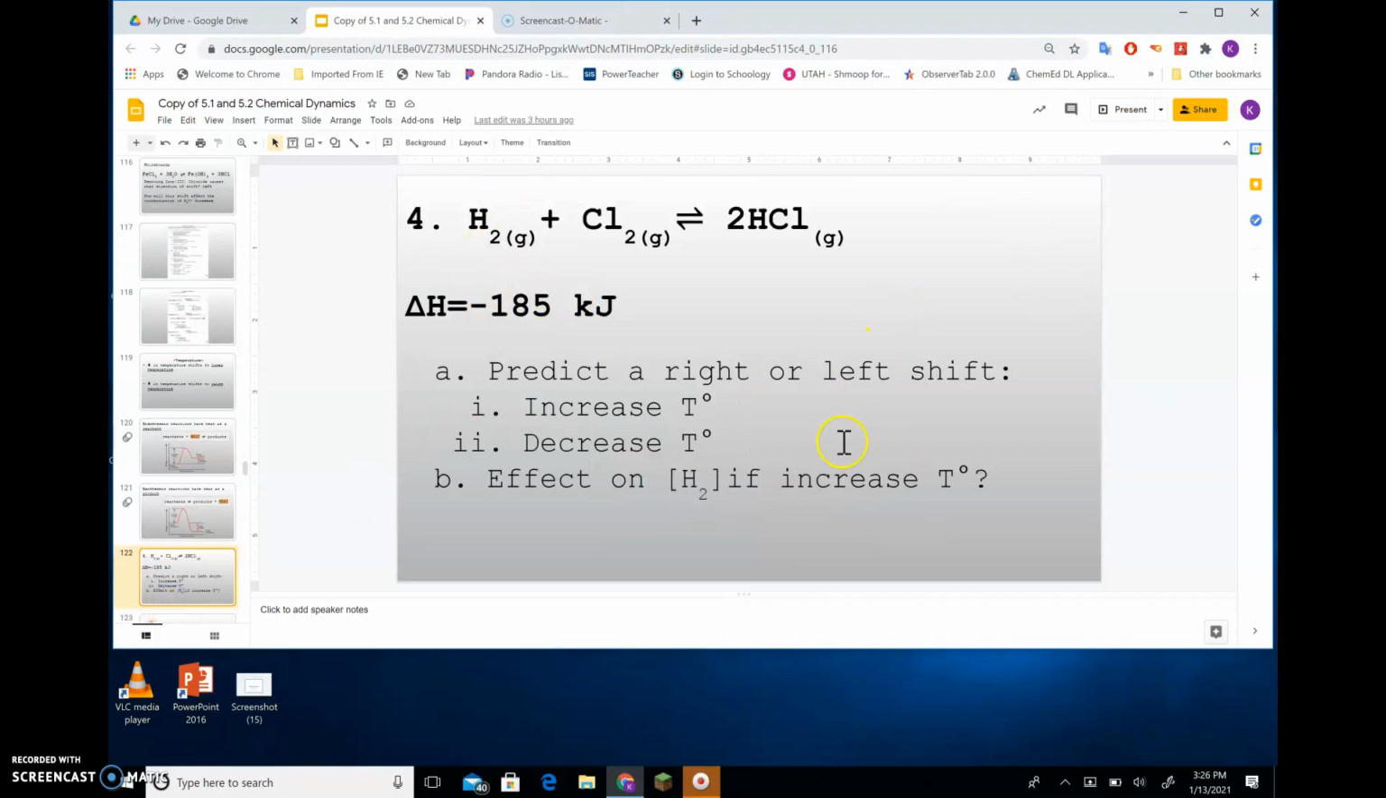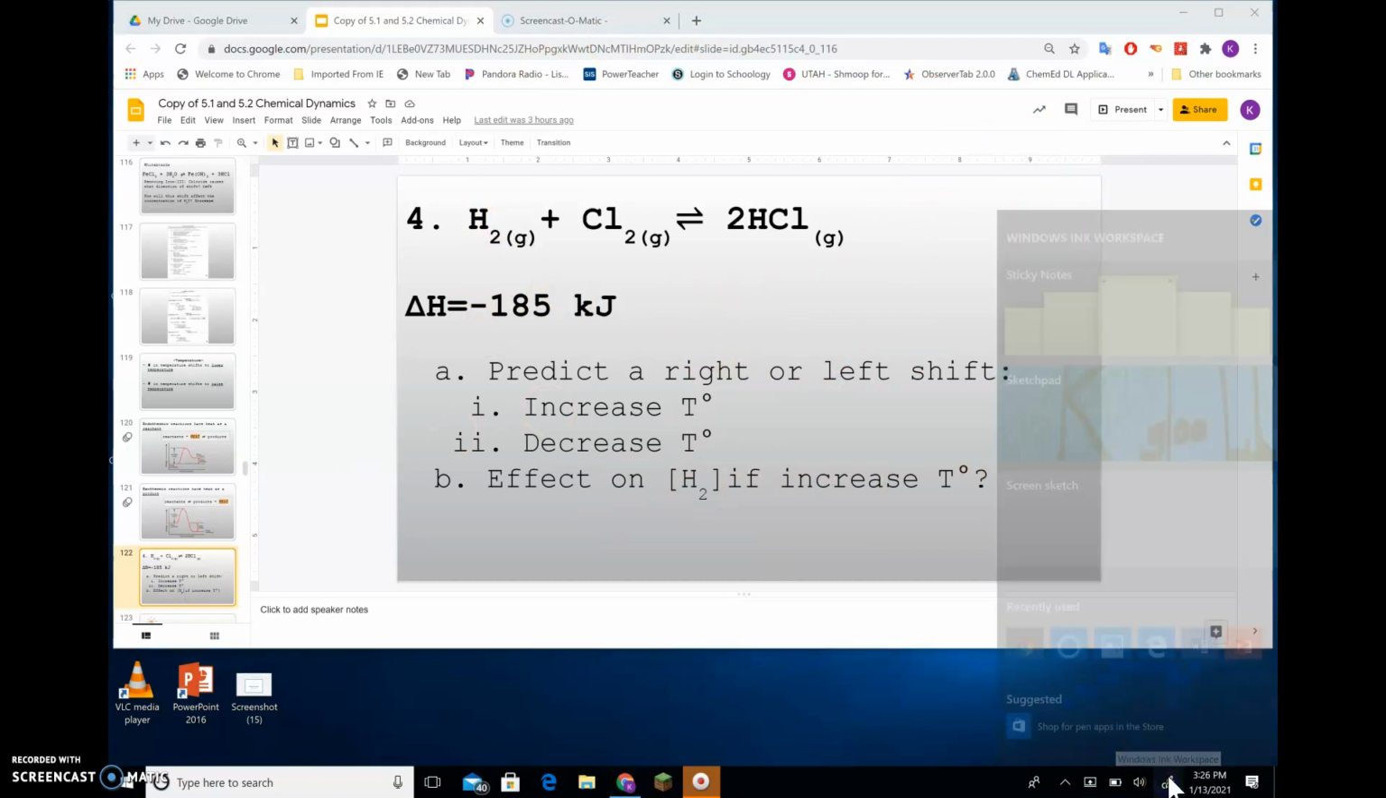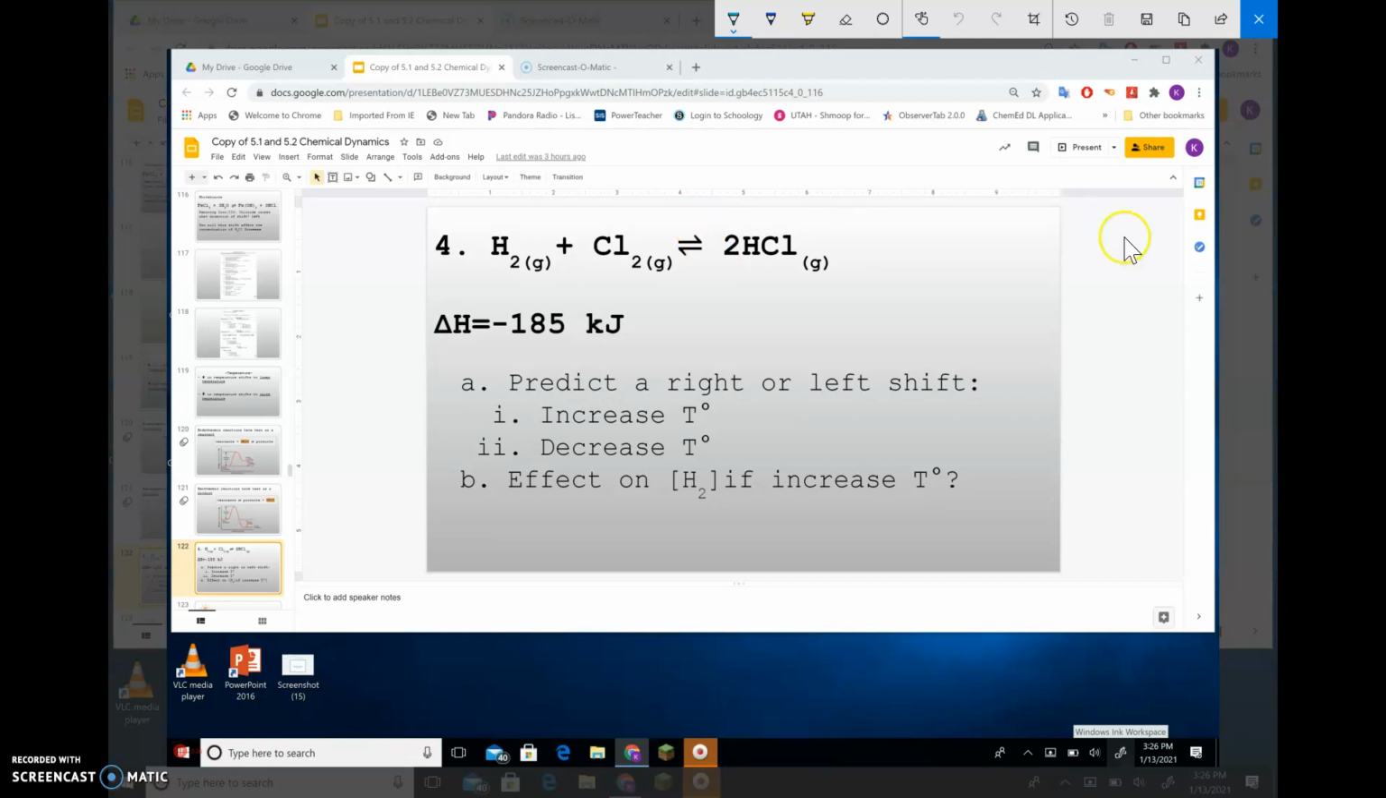So here's a reaction. On this one, notice that the word heat isn't there. So remember, heat is just a form of energy. So if you ever see the word energy, you can think, oh, that's going to relate to heat. So this is what I like to do. I'm looking at my delta H. Because my delta H is negative, this means this is an exothermic reaction. So I'm going to add the word heat to the product side.